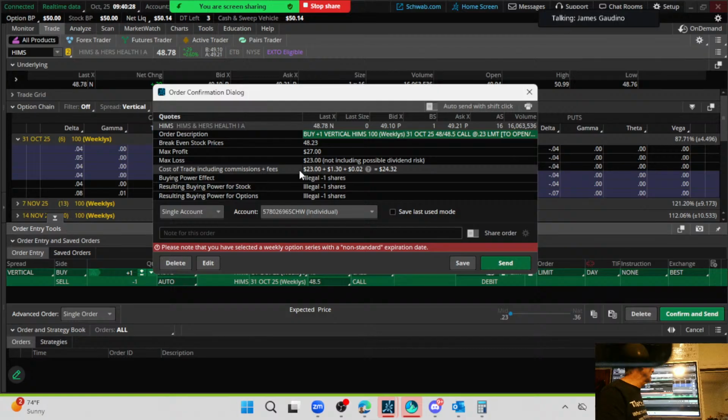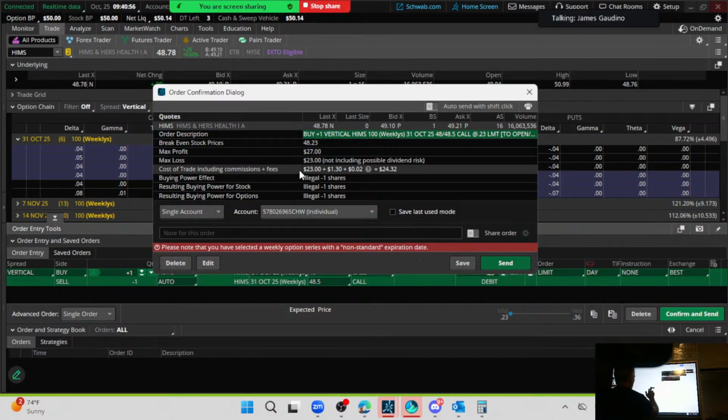Okay, so let's save this one also. It's a small spread, the 48 to the 48.50. So let's do this. Let's do that. Lovely. Come on. And there you are. And let's go to that one. There it is right there. Whoops.